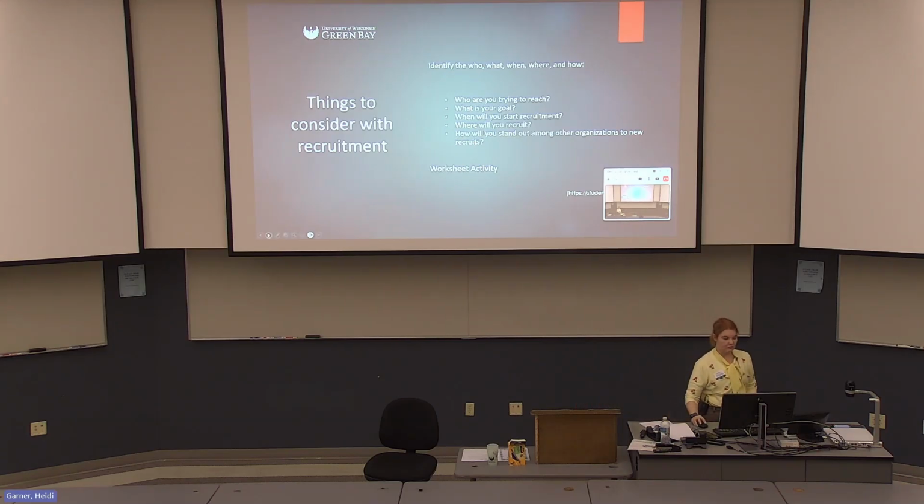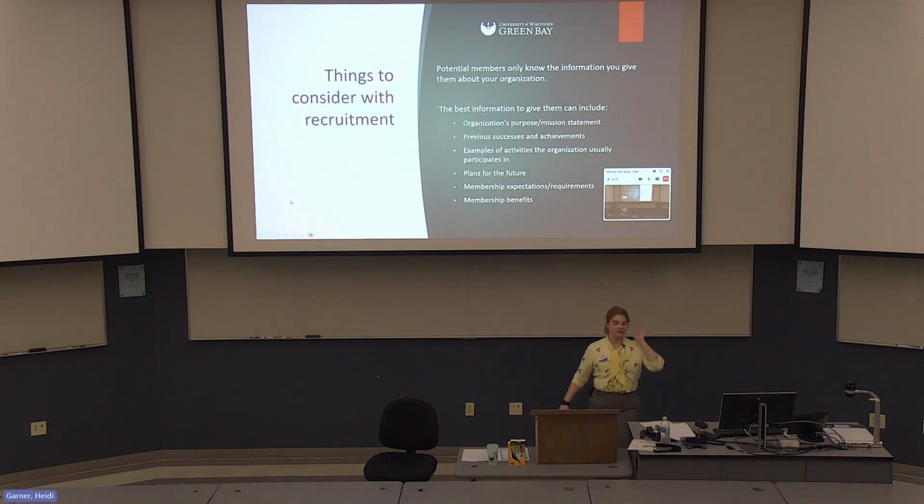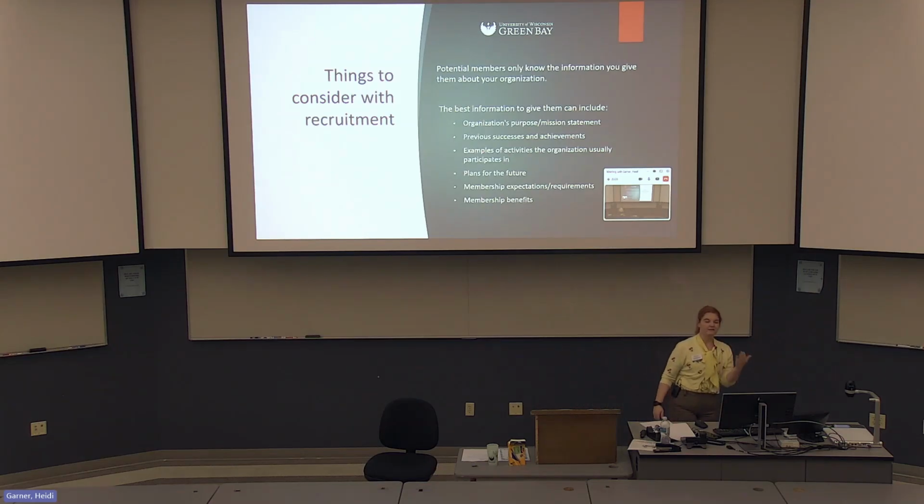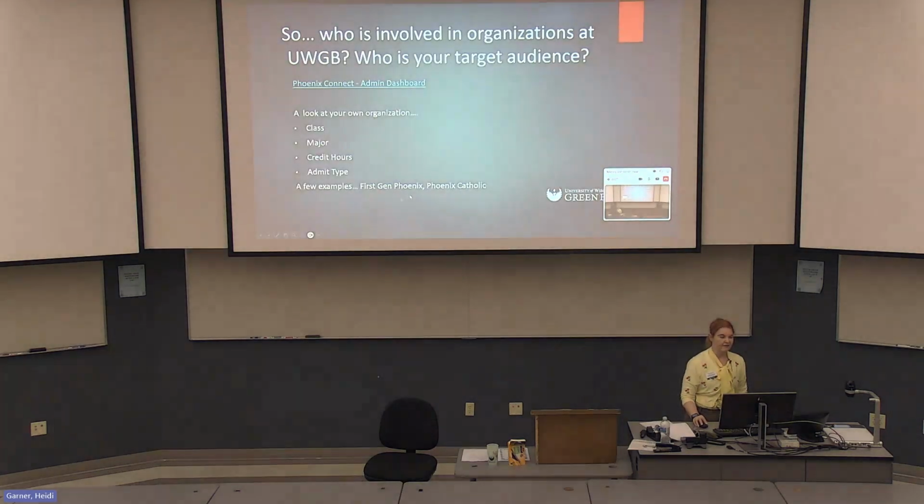So people only know what you tell them. So the best thing to tell them is what is your purpose for your organization? What are you here for? Your successes and achievements. A lot of people like your monthly dinners. The activities you usually participate in. So bake sales, a speaker series, ghost stuffies and spooky plant hangers. Tell them about the expectations and the benefits.